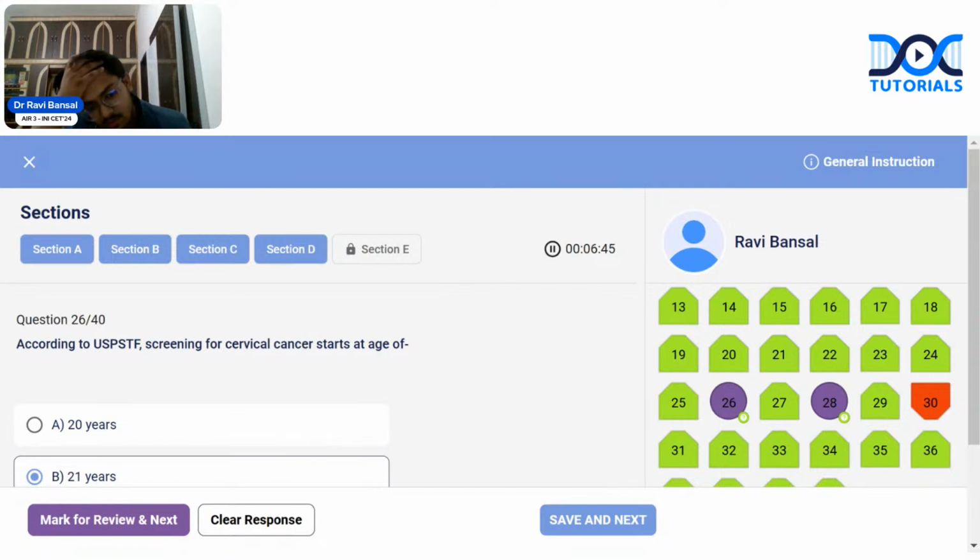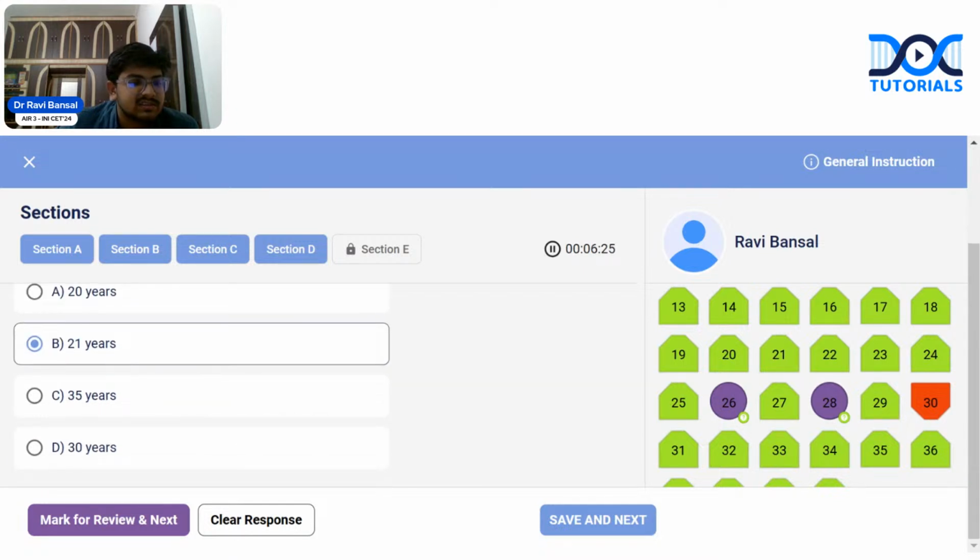So this is according to USPSTF. I do not know this society. I just remember there is a Federation of Gynecologists in the US. They recommend screening from the age of 21. So I think in the US they have the same screening.